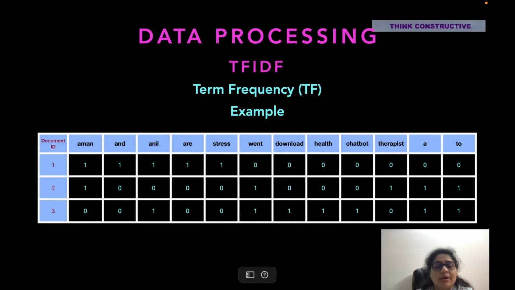This is nothing but my document vector table. Remember, right? In document 1, I can see the frequency of Aman and Anil are stressed. In document 2, I can see the frequency of Aman 0, Anil 0, R 0, stress 0, vent 1, like that. Similarly for document 3. So for each and every word, I can find the frequency in each separate document. This is what my term frequency is.